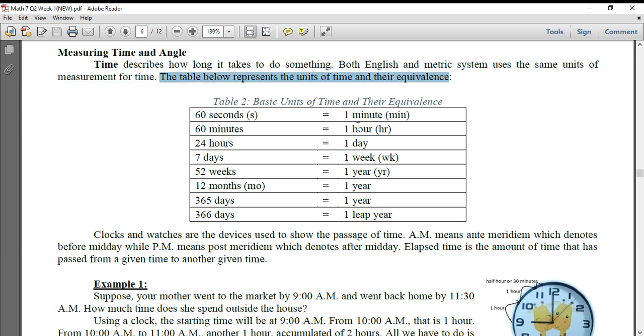Okay, so ito yung table natin para sa mga equivalent units of time. Para sa 60 seconds, so it's 1 minute, and 60 minutes is 1 hour, 24 hours, 1 day, 7 days is 1 week, 52 weeks is 1 year, 12 months, 1 year, 365 days, it's also 1 year, and a 1 leap year is 366 days. Ito yung nagkakaroon ng 29 yung February. Okay?